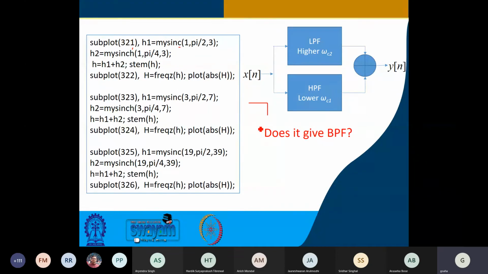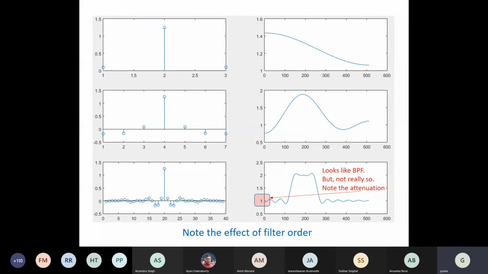If you add it up, it should be multiplied. Adding will not give a bandpass filter, right? Exactly. Now, if somebody does it, again, it might show some such thing for higher order. For lower order you will not be able to see it. Then you have to very clearly see the attenuation. It may look like a so-called bandpass filter, but you will see that the level is shifted.